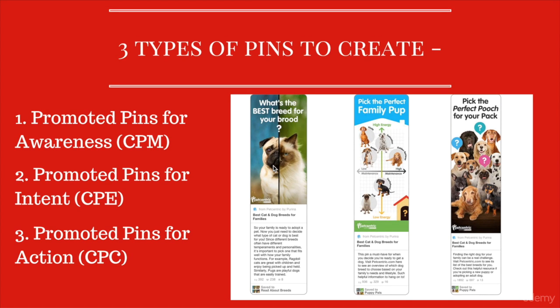The second type of pin that you can create is promoted pins for intent. So if you want to show people that a certain idea is achievable, then you should definitely go for this sort of pin. As you can see, another example is present in front of you, the second one right here. Then lastly, we have promoted pins for action. So if you want the user to take an action after seeing your pin, then this is the type of pin that you should create. As you can see, the third example is of type 3. Now don't worry, I will cover each one of them in depth.